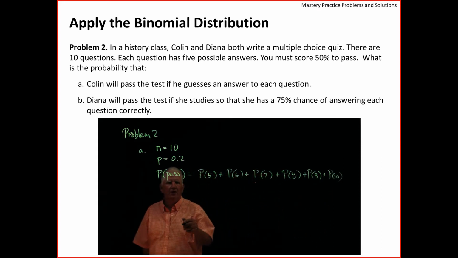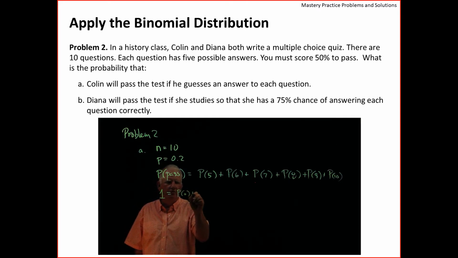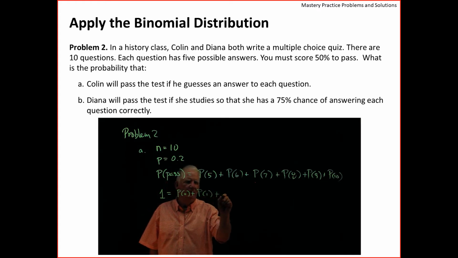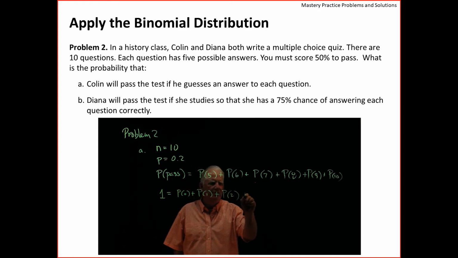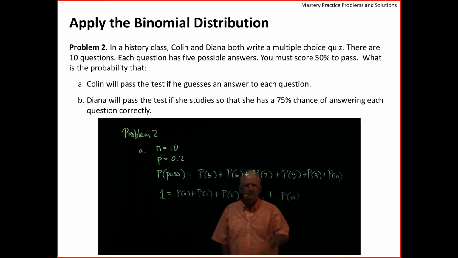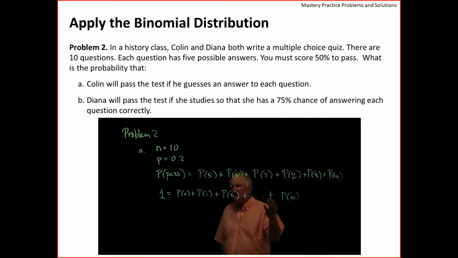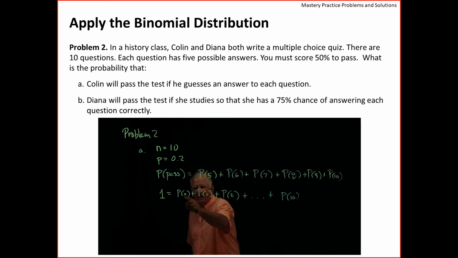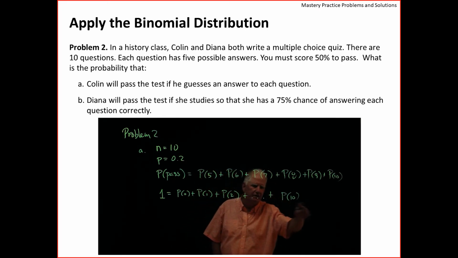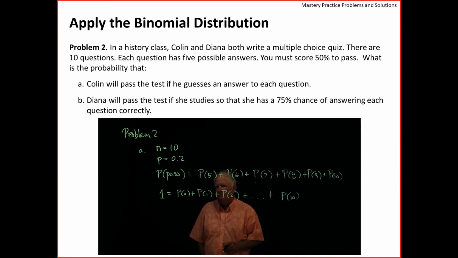Or we could recognize that 1 is equal to P0 plus P1 plus P2 plus ... plus P10. You might remember that the sum of the probabilities of all the elements in a sample space is equal to 1. Something has to happen. Either you fail, or you get 1 right, or you get 2 right, or you get 10 right. With certainty, something's going to happen.